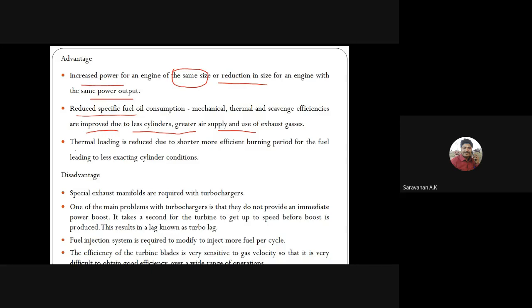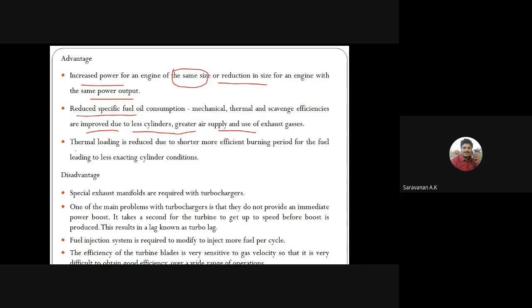So these are the advantages, and we have some disadvantages also. A special exhaust manifold is required for the connection of the exhaust manifold, and it will pass through the turbine. Then we again have to pass the exhaust gas from the turbine to the atmosphere. So we require some extra, special manifolds.